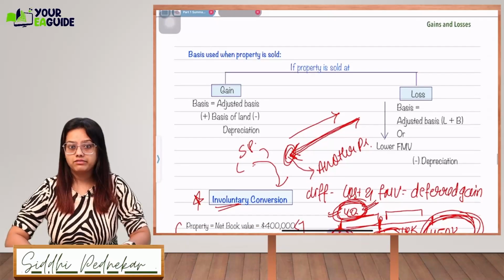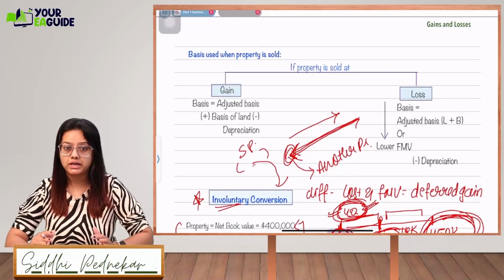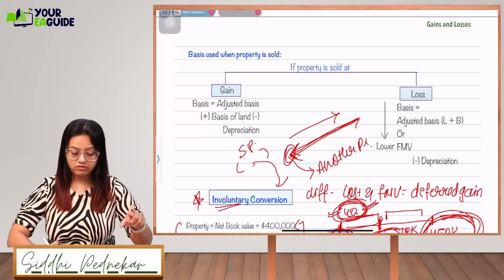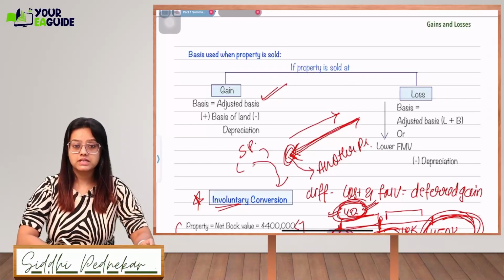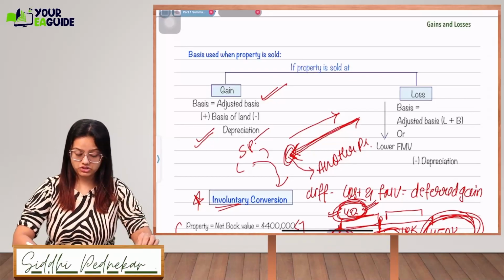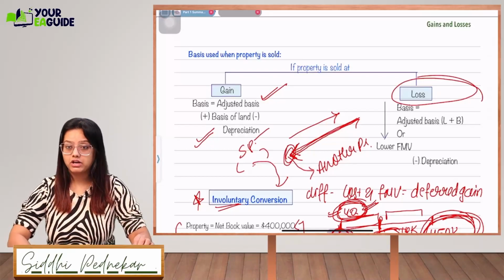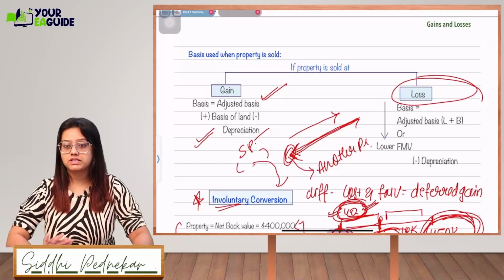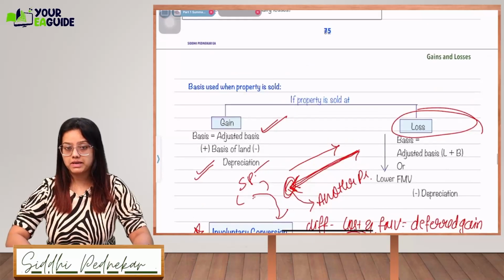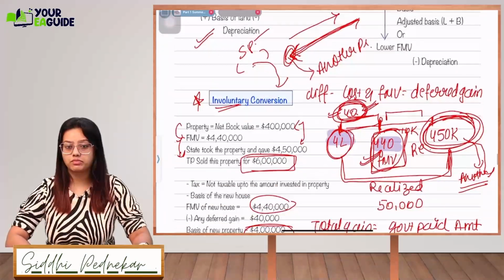Okay, guys, then we have basis used when property is sold. When the property is sold, if it's a gain, we take the adjusted basis of building plus land minus depreciation. Then, if we have a loss, take the basis as adjusted basis or FMV, whichever is lower, minus depreciation. Okay, this is the basis which will be used in case of sales of property.